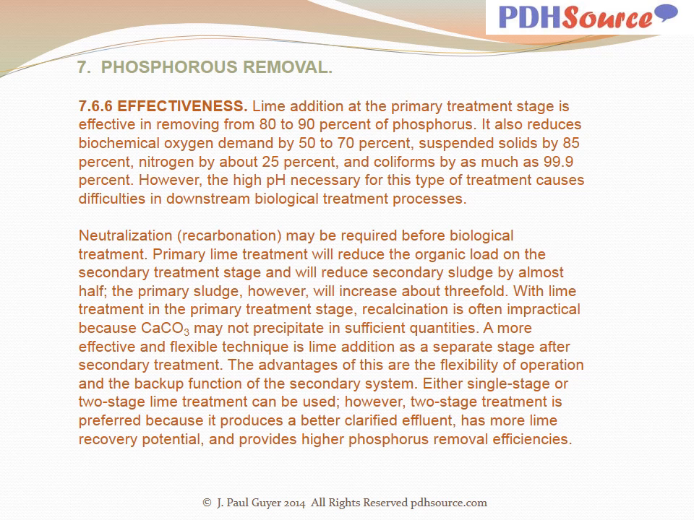Neutralization, that is recarbonation, may be required before biological treatment. Primary lime treatment will reduce the organic load on the secondary treatment stage and will reduce secondary sludge by almost half. The primary sludge, however, will increase about threefold.